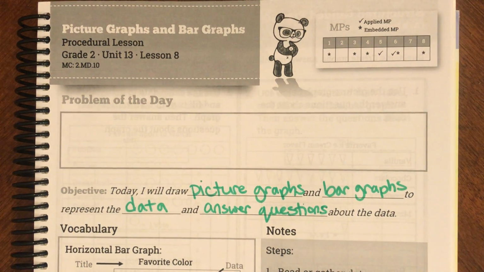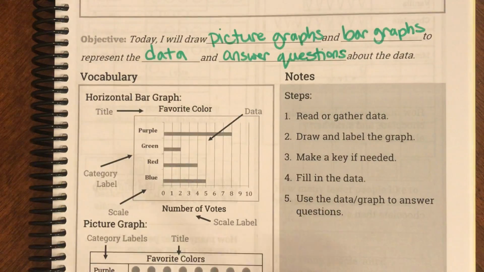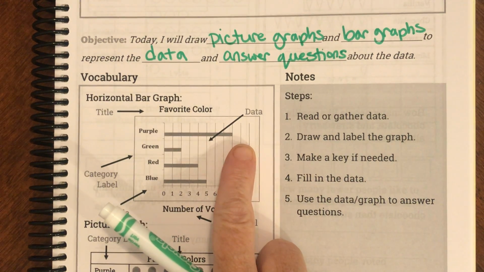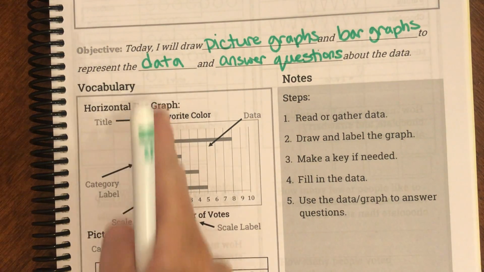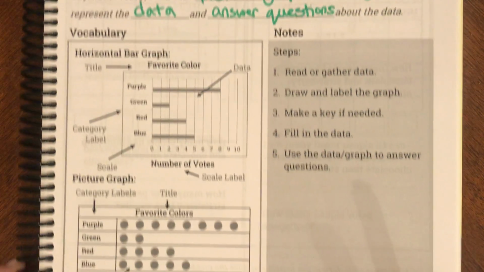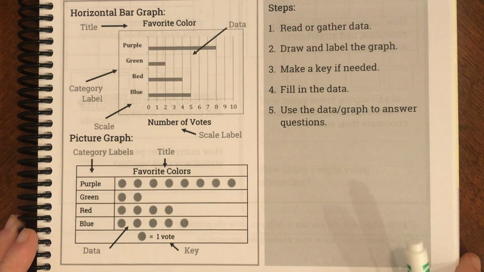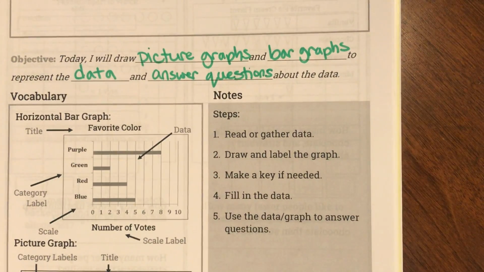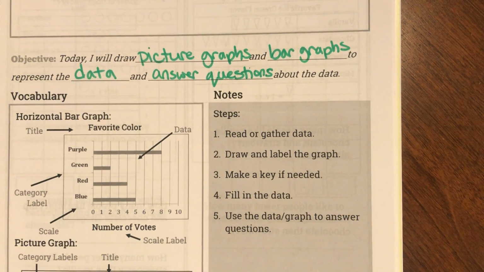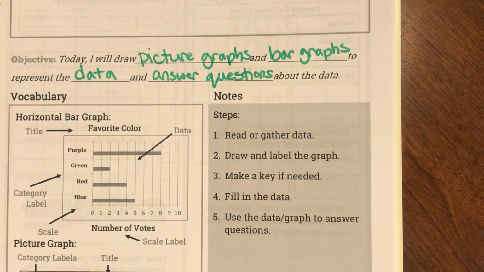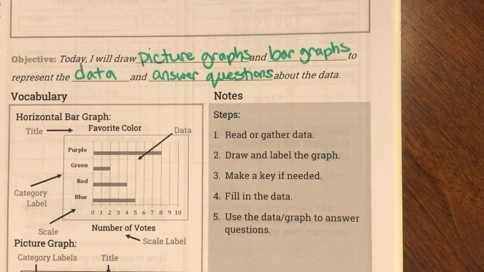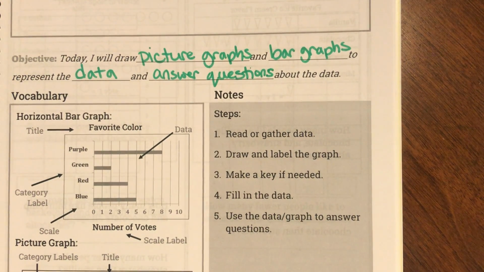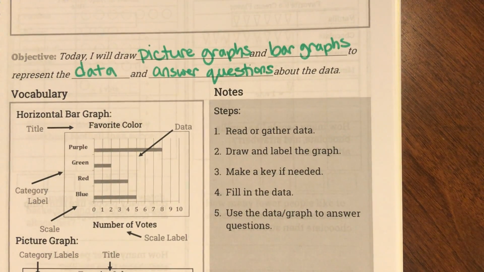So if we look at our vocabulary, they show us an example of a horizontal bar graph. Remember, bar graphs could also be vertical, with our bars going up and down. And then they remind us what a picture graph is, because we haven't seen one of these for a while. So our steps today are: read or gather the data, draw and label the graph, whatever kind of graph they're asking me, make a key if needed, fill in my data, and then use my data and graph to answer some questions.